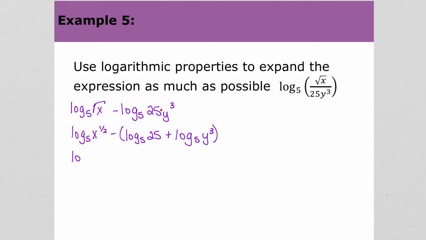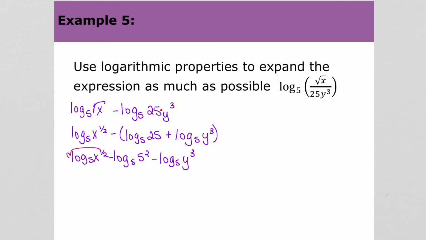Then we can distribute. Distribute the negative, so we'll have minus log base 5 of 25, and 25 is 5 squared. And when we distribute the negative, minus log base 5 of y cubed. Now let's go back to this 25. Whenever you're working through these, you want to look at the of spot, which is where the 25 is. And if that's something that you can change into a number with an exponent, then you need to do that so that you can bring your exponent out front later.